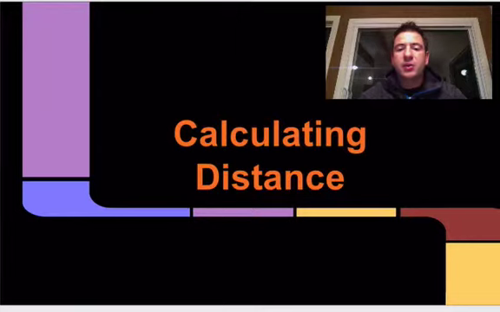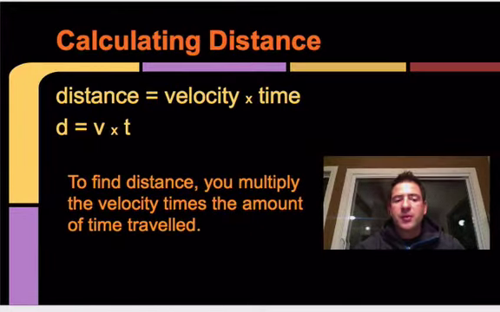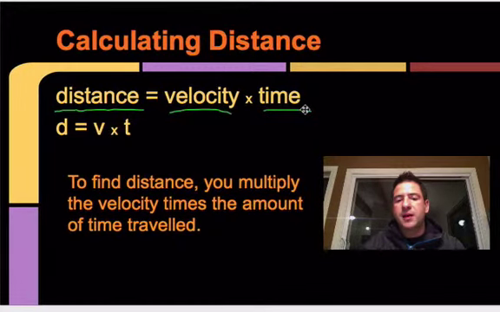Today we're going to be talking about calculating distance. When we calculate distance, we need to know what the formula is, but we need to understand what we're trying to calculate. In order to find this distance, we're going to multiply the velocity times the amount of time that's traveled. So the formula for distance, in word equation form, is distance is equal to velocity times time.